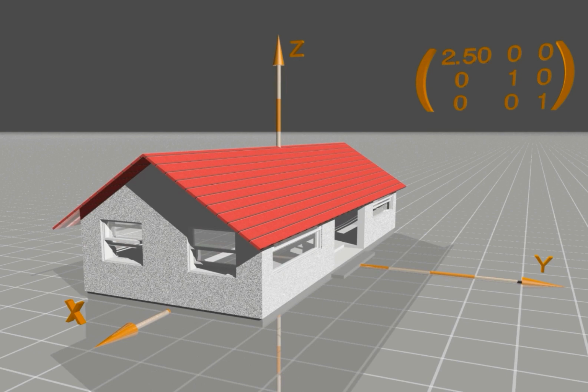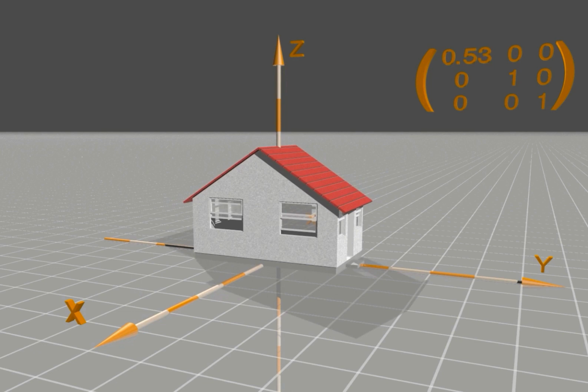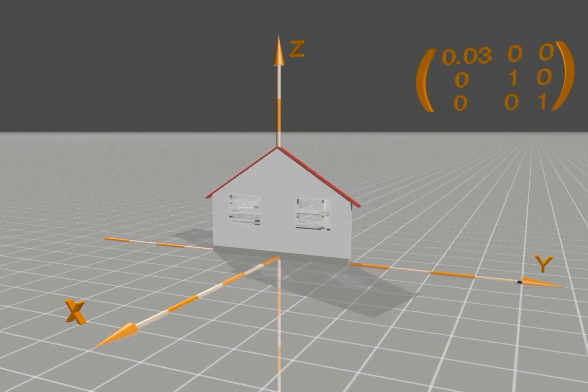Up to 2.5 we have this elongation in this direction, and the elongation has been 2.5 the size of the initial house. What happens if we reduce the coefficient from 1 to numbers that are less than 1? Well, as expected, it gets shrunk along the x direction. If we have 0.03, we have something remaining that doesn't look like a house anymore.